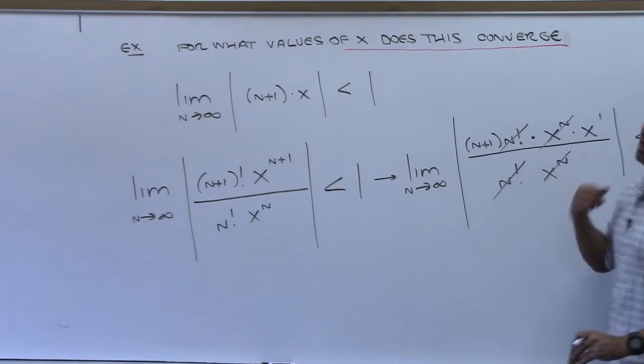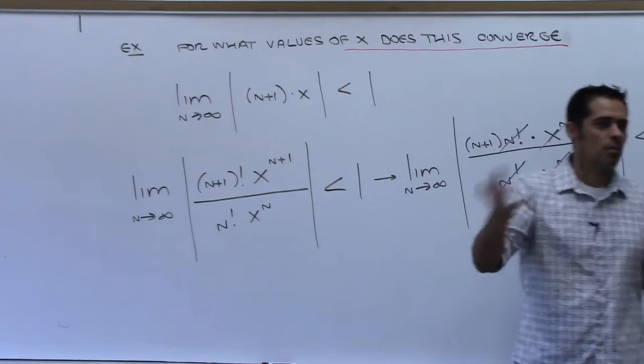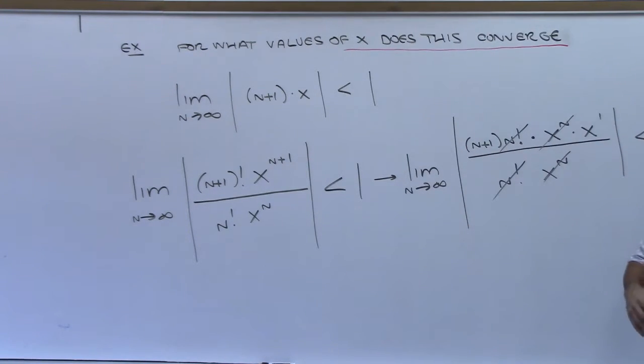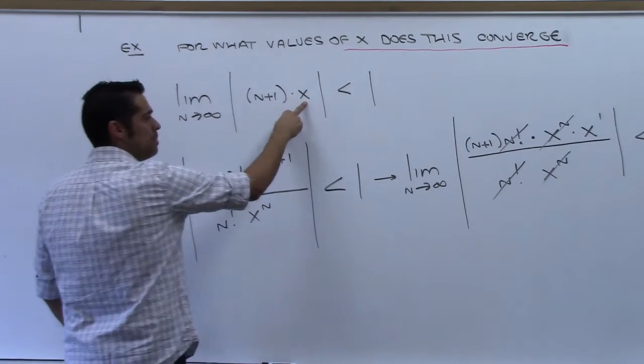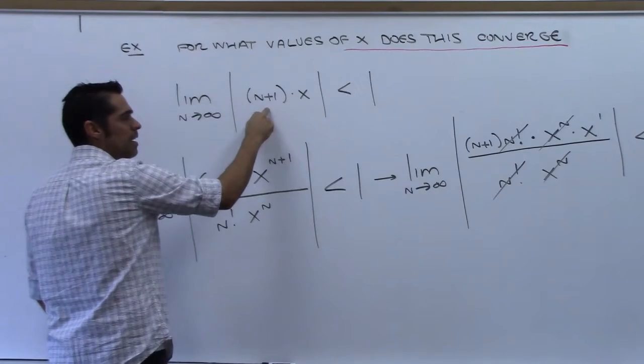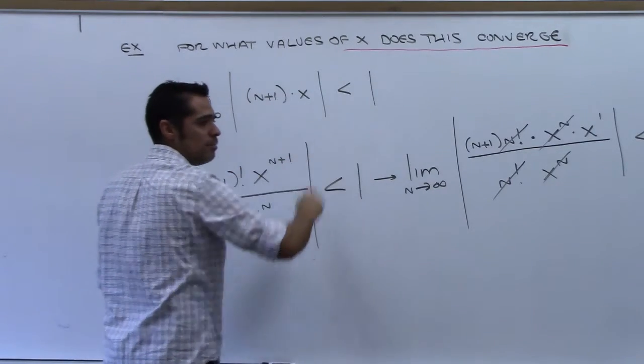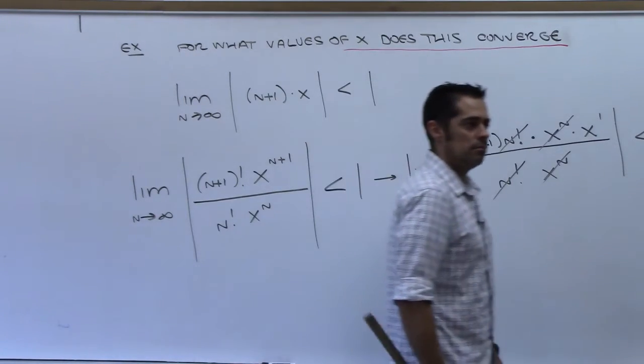Someone give me any x value. I don't care what it is. Negative 3. Okay, if I plug in negative 3 here, it becomes positive. And then if I let n go to infinity, am I going to be able to keep that less than 1? No?